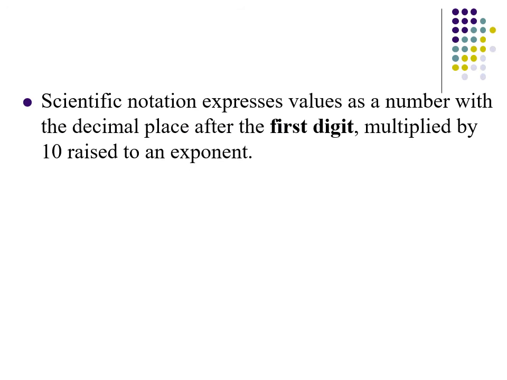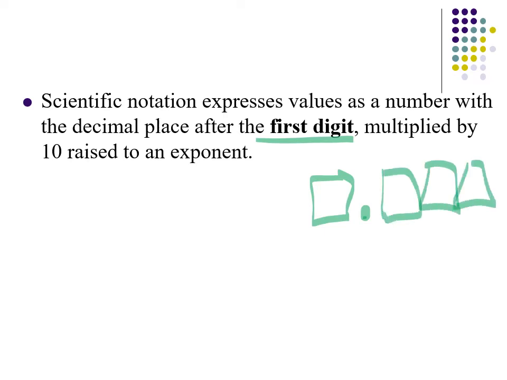So scientific notation expresses a value as a number with a decimal place after the first digit. So we only ever have 1 digit. If you have a decimal place, we only ever have 1 digit to the left of the decimal place. You can have as many as you want to the right of the decimal place. That's fine. And that will be based on how many significant digits you have. Then what we do is we express it as that number multiplied by 10 to the something as the exponent, depending on whatever it takes to get it to be its true value.